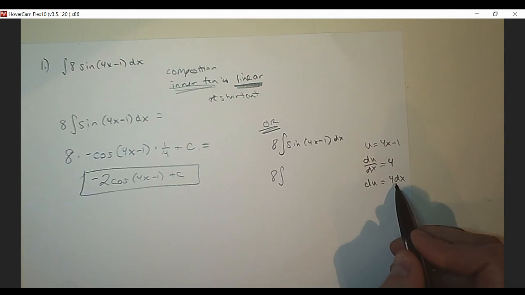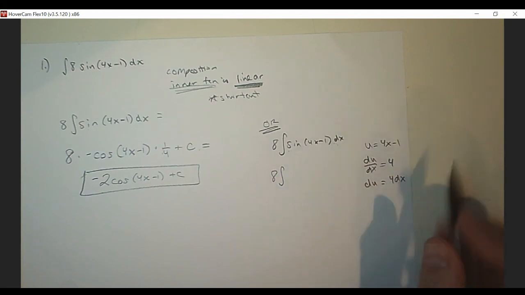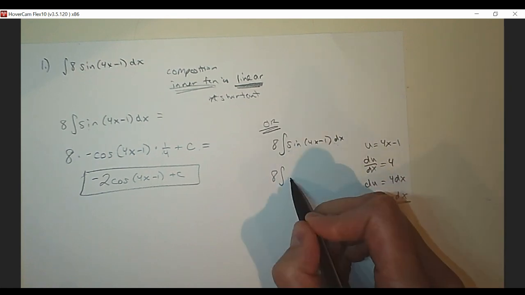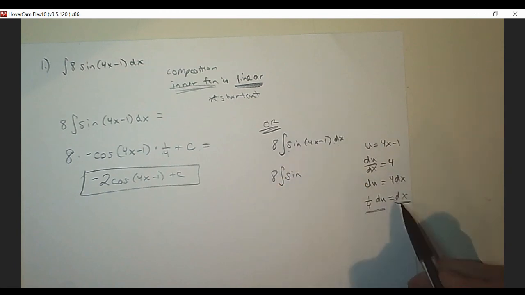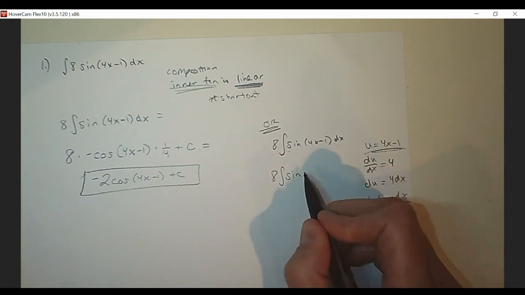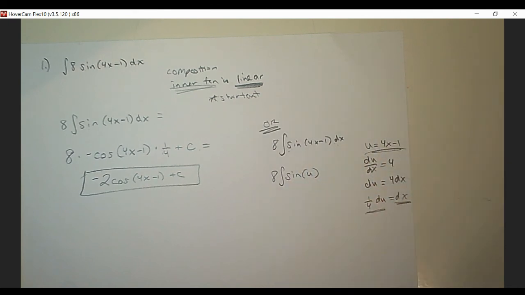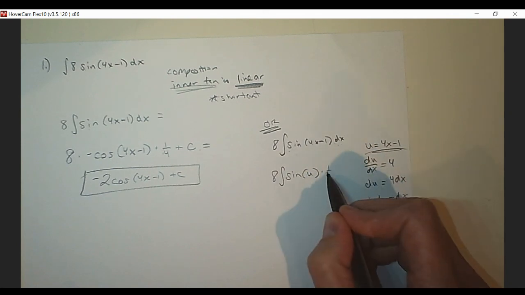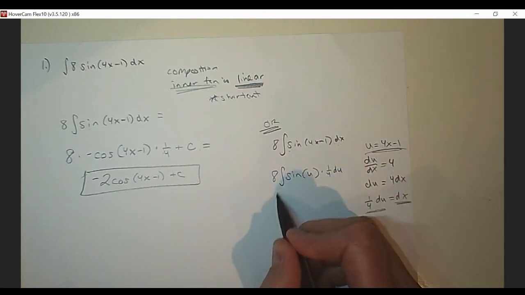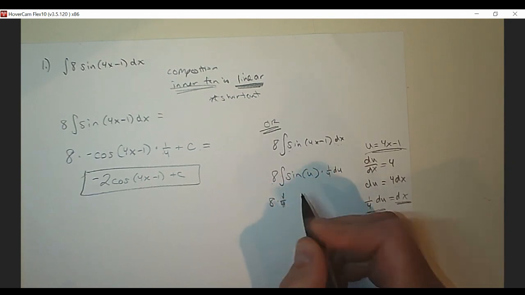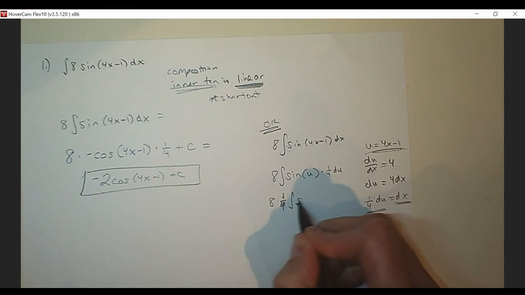And then if you notice, I don't have a 4 inside. So what I'm going to do is move the 4 to the other side, making it 1/4, so I can replace dx with 1/4 du. So now that I'm ready for my substitutions, I'm going to keep sine, replace 4x minus 1 with u. I don't need the parentheses. I just decided to write them. I'm going to replace dx with 1/4 du. I'm going to move the 1/4 out to the front. That's going to make 2 when I simplify, because it's 8 times 1/4.